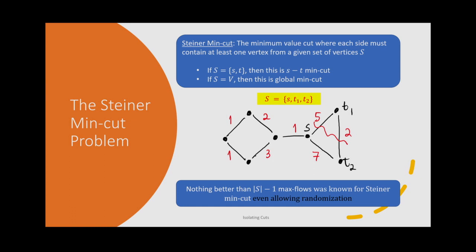So interestingly, for Steiner min-cut, even if you allowed randomization, the only algorithm that was known was this trivial algorithm that just fixes one of the vertices in S and then iterates over all the other vertices and runs ST min-cuts, and reports the smallest one. So that would be the simplest algorithm. I fix one of the terminals, one of the vertices in S, iterate over the rest, find ST min-cuts for all of these pairs, and report the one that's smallest. And that was the best known algorithm till the isolating cuts framework came up.